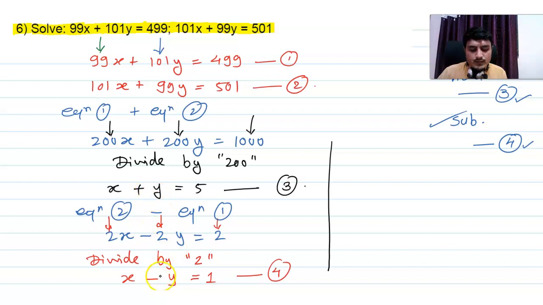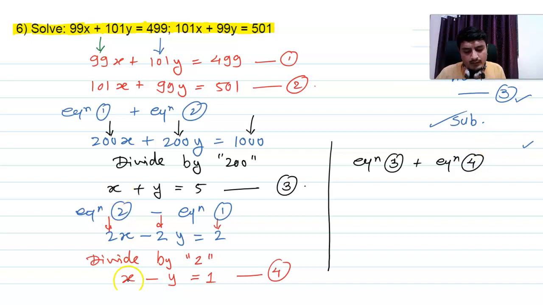So what will happen once we add them up? 1 minus 1 becomes 0. That means we eliminated y once we add up equations 3 and 4. Next step, I am writing equation 3 plus equation 4. We get x plus x, that will be 2x. y minus y cancels and gives us 0, equals 5 plus 1 is 6. Now to evaluate the value of x, once we shift the 2, the multiplier becomes a divisor. 2 threes are 6, so the value of x is 3.